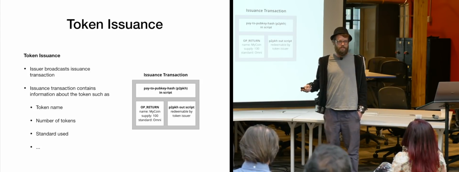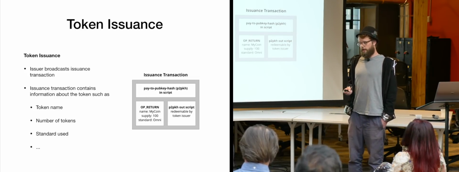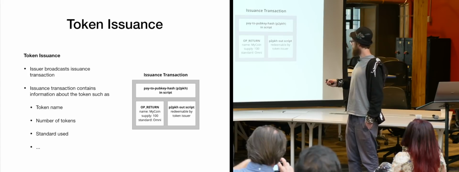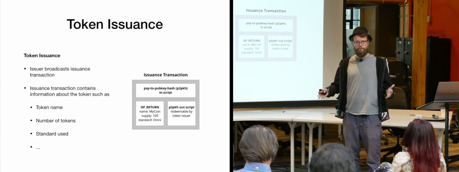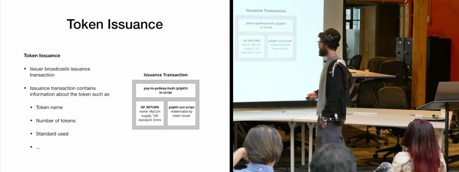to Bitcoin transactions. Nowadays, everybody seems to converge towards using OP_RETURN. I actually don't think that's the best idea, but it doesn't matter. So broadly speaking, to issue a new token, you broadcast a transaction that has metadata embedded there that describes the token.